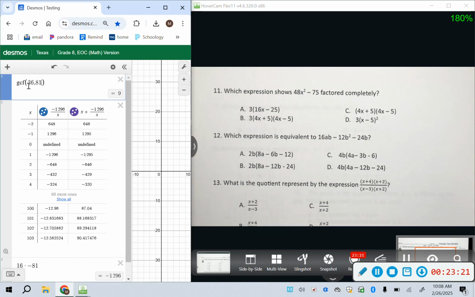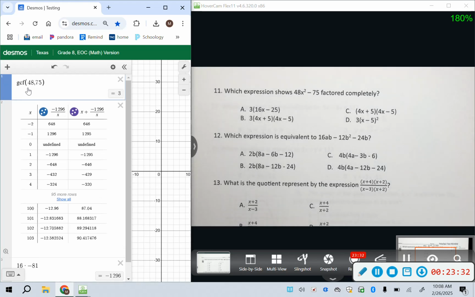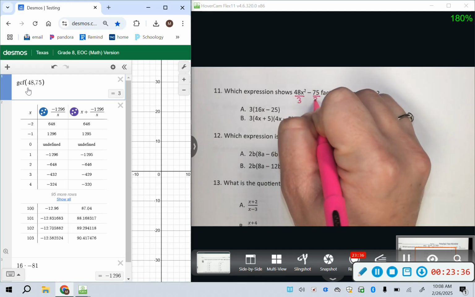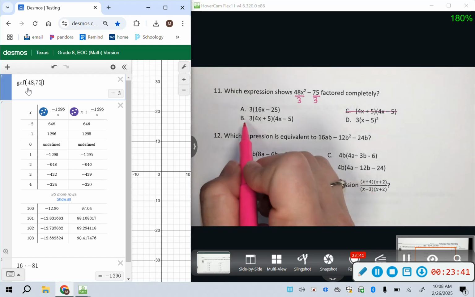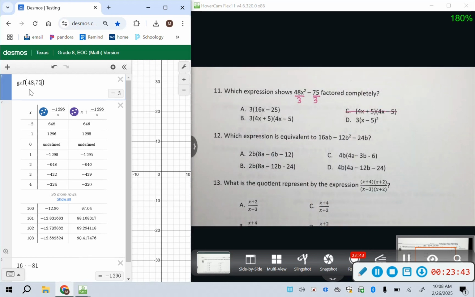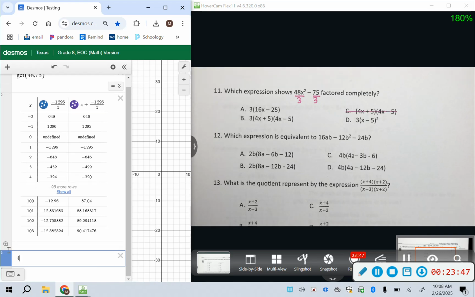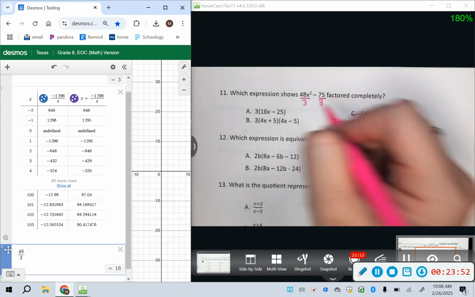Number 11 says which expression shows this one, so factor completely. So we're going to check for a GCF first every single time, and it's 48, 75. I'm going to show you the other method for these when B is 0. So 3, so we're going to take out the 3. Now first off, I know I can cancel this one, and that's it. Sorry, I thought that was a 4. Okay, so I'm going to divide 48 by 3, gives me 16.